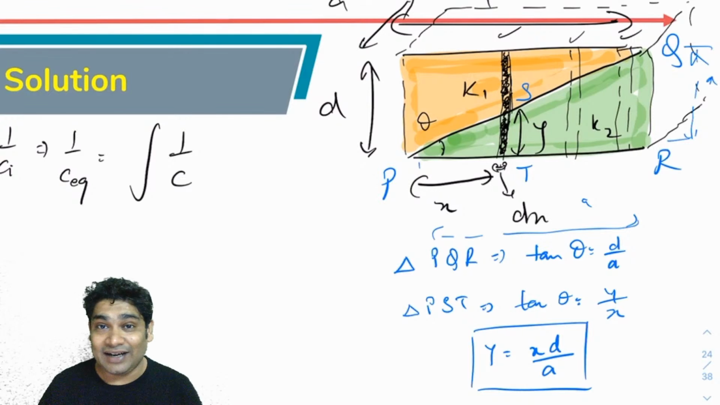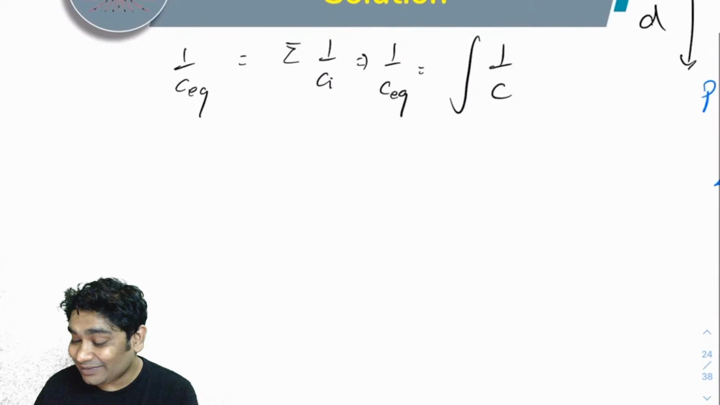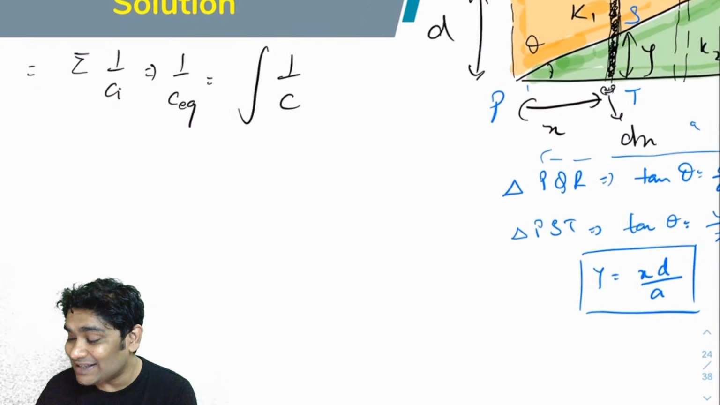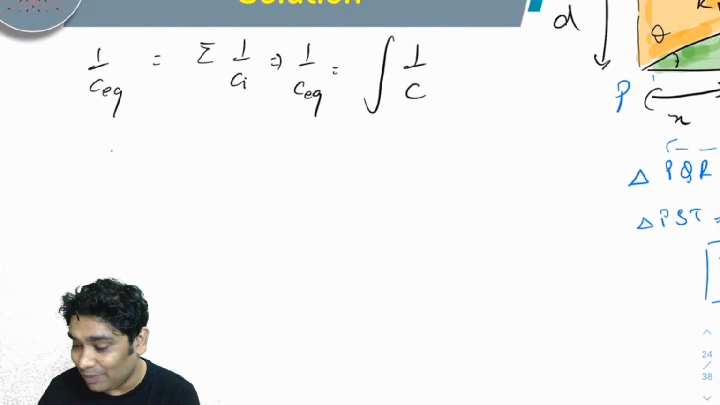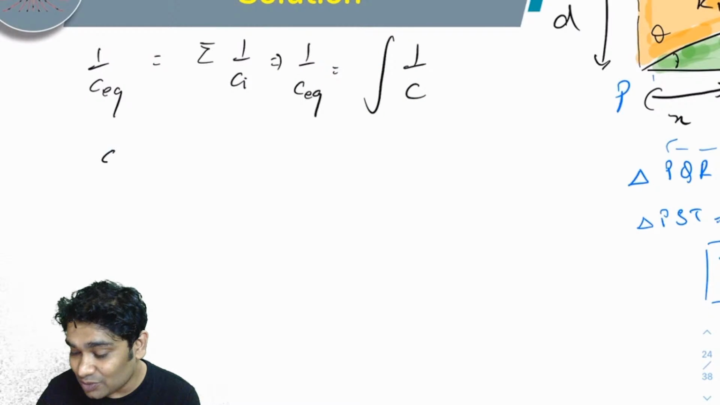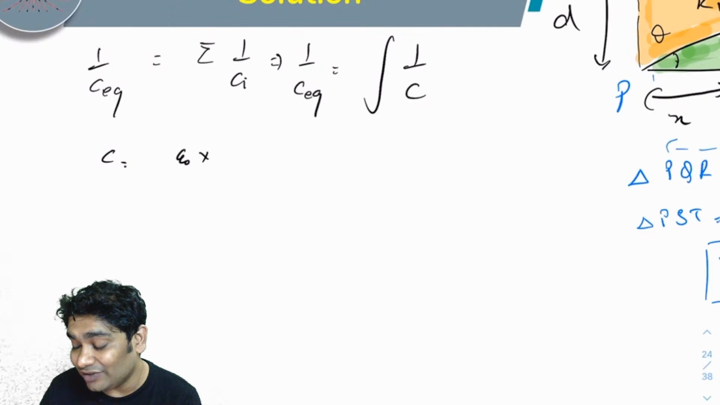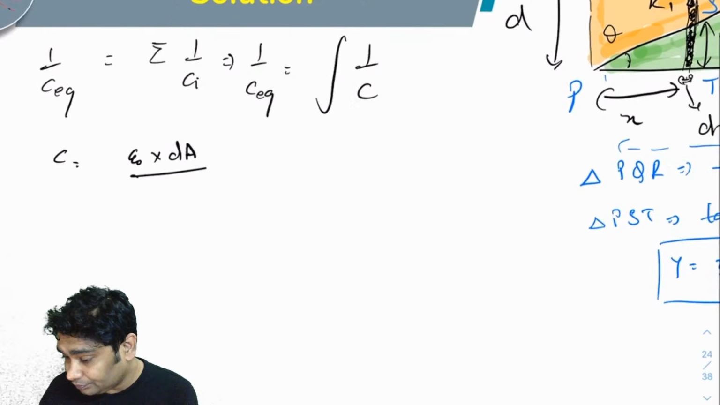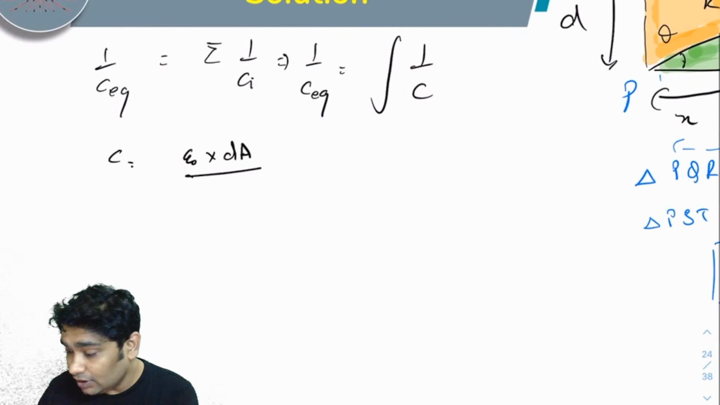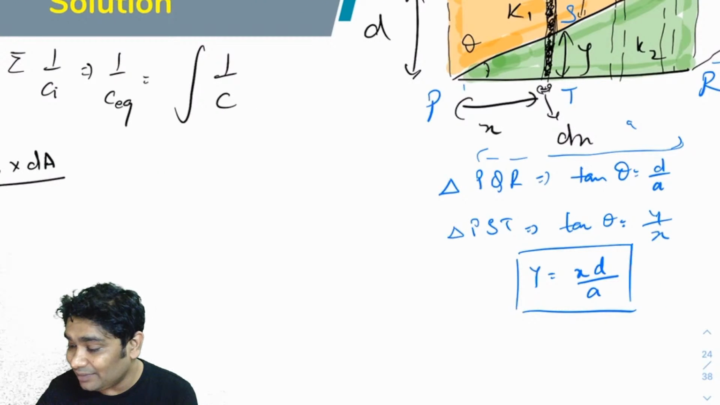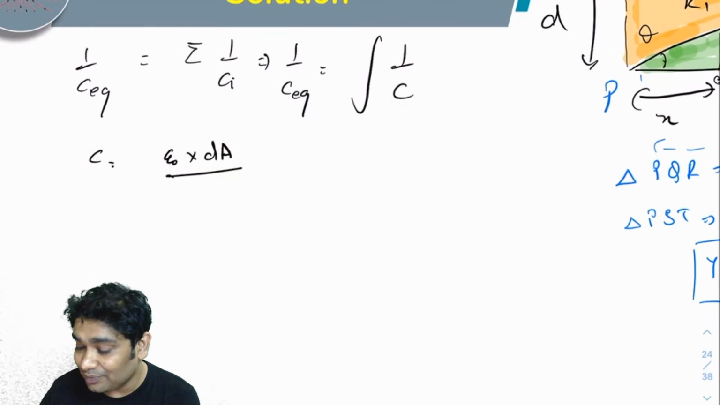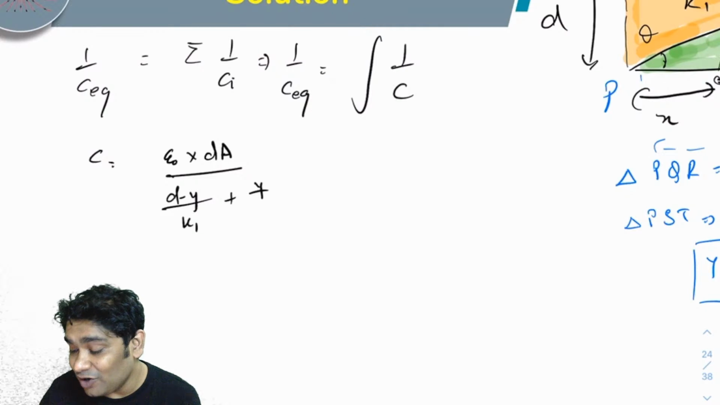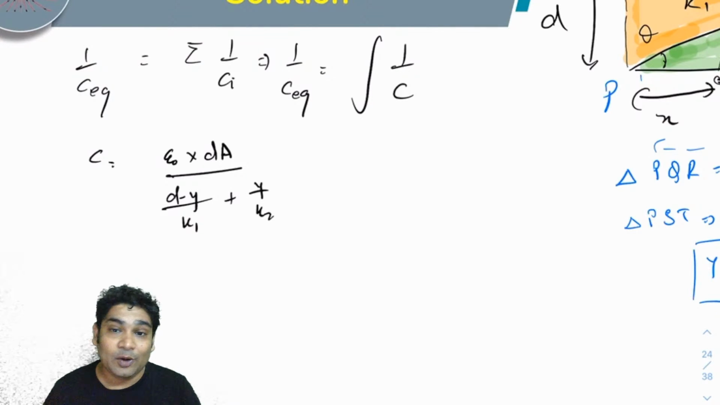Now let's remember the formula. So what will be the small c for this little part? Small c for this little part would be epsilon naught into small area of this, so dA over this thickness d minus y over K1 plus y over K2. Alright, I hope you remember this.